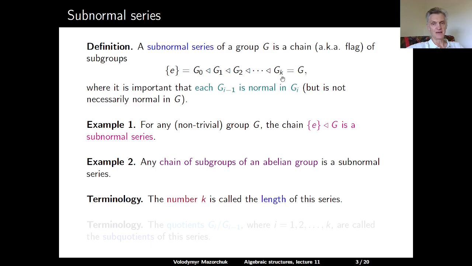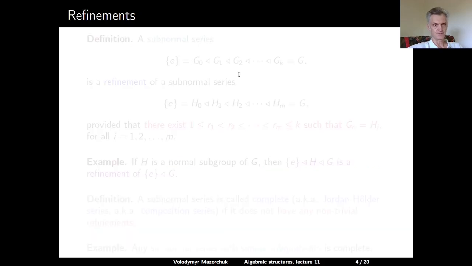Terminology: the number k here is called the length of the series, and the subquotients G_i modulo G_{i-1}, so they're well defined because G_{i-1} is supposed to be normal in G_i, these quotients are called the subquotients of the series. Now let us talk about refinements.